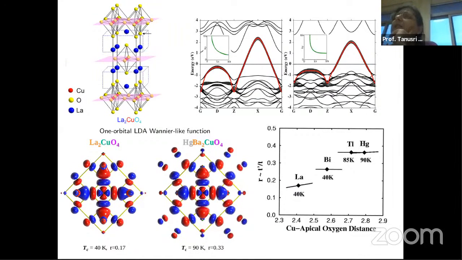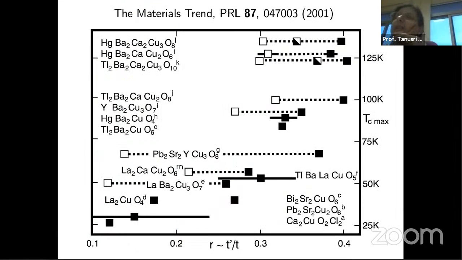What I showed for the lanthanum and mercury compounds, we basically did for all known high Tc cuprates. And what we found is that on the x-axis, you have the same range parameter, but on the y-axis, what we have plotted is the Tc max, which is measured experimentally. So in a way, this is like a semi-empirical plot, because the x-axis is our calculated quantity, while the y-axis is the measured Tc max.